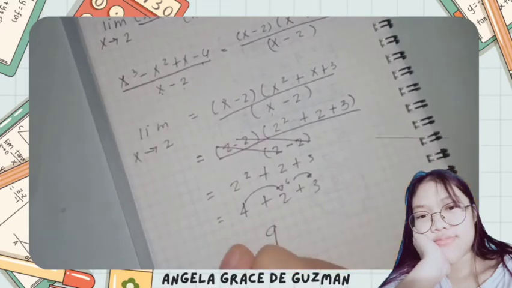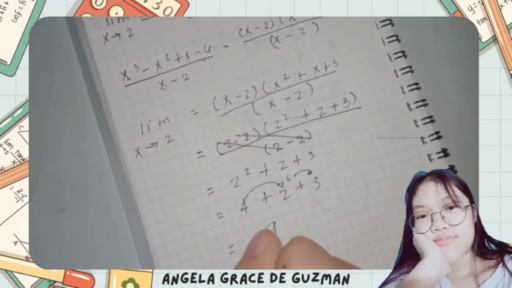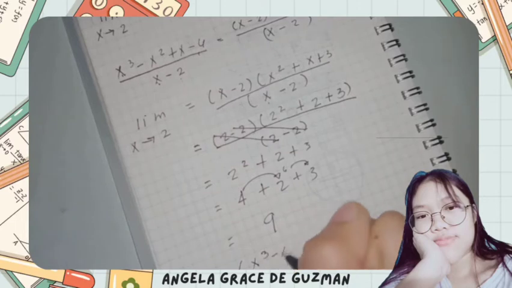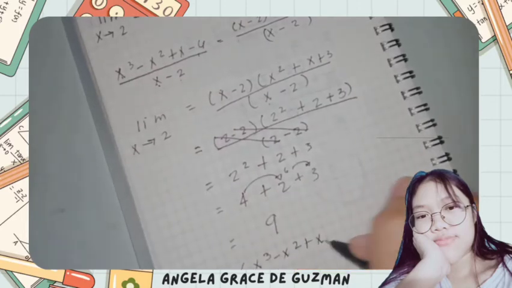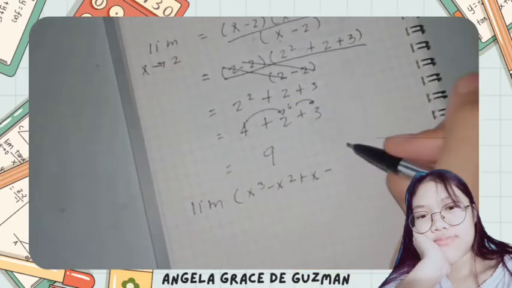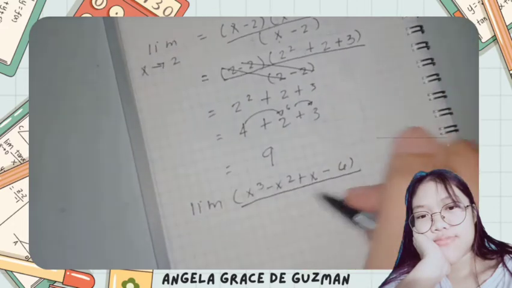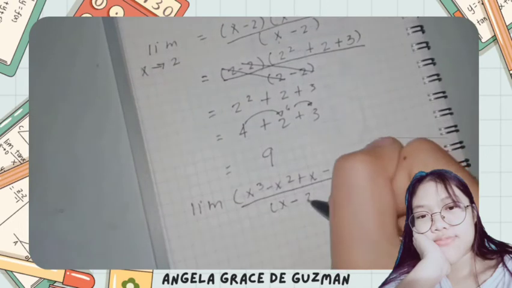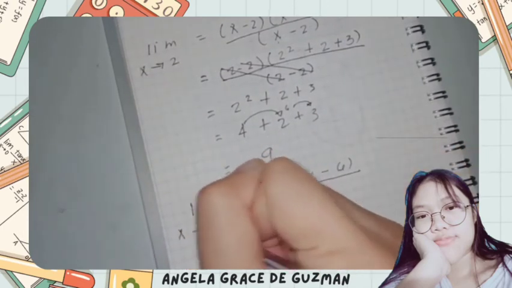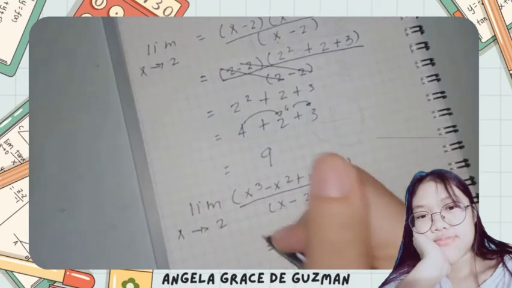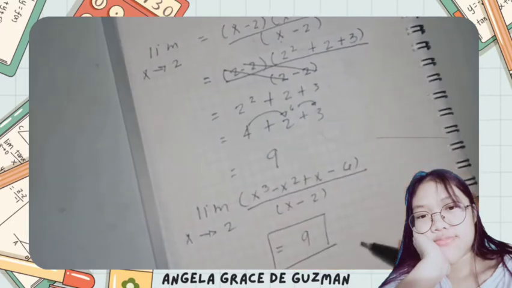So, limit of x cubed minus x squared plus x minus 6 over x minus 2 as x approaches 2, and the answer is 9. So, that's it.